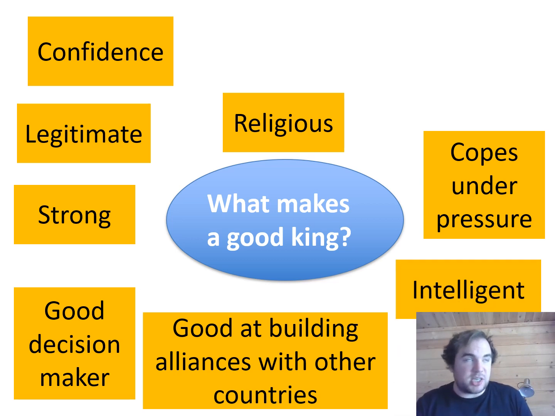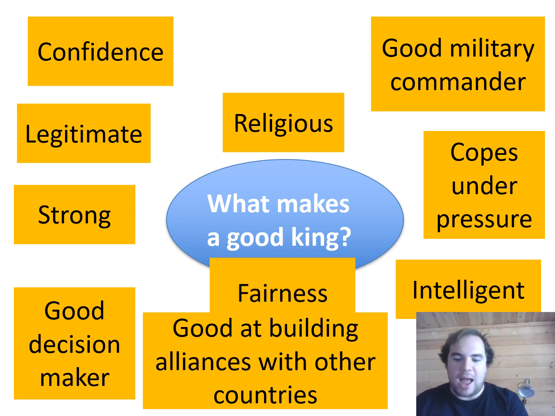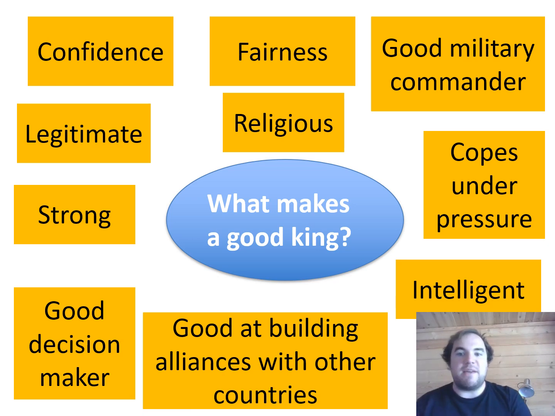Needs to be intelligent. A good king is well educated, is a master in the arts and in music and in Latin and writing and scriptures and so forth, is seen as a very important part of the image of the ideal Renaissance prince that we mentioned earlier. You need to be a good military commander as well, able to lead your troops into battle and make good decisions and achieve victories in order to be popular. And finally, he needed to be fair.